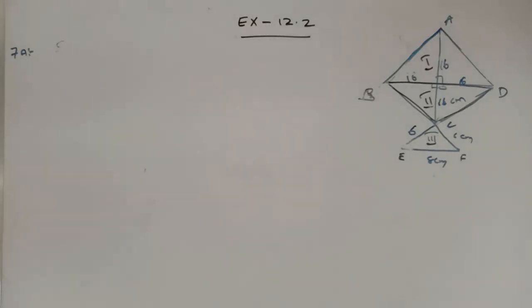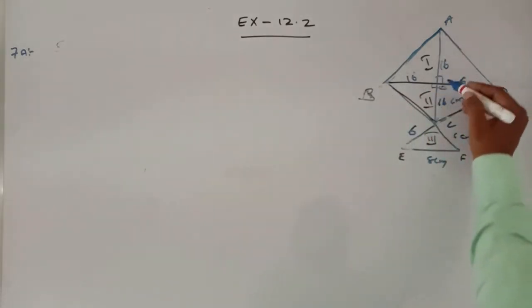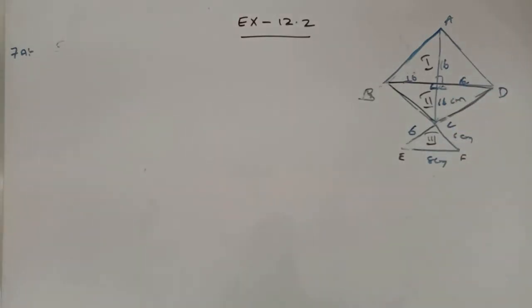Now in a square, the diagonals bisect each other and the diagonals are equal. Then automatically OB, OD, OC and OA, all of these 4 lengths are going to be equal. That is 32 by 2, which is 16 centimeters. Now I am doing the problem here.